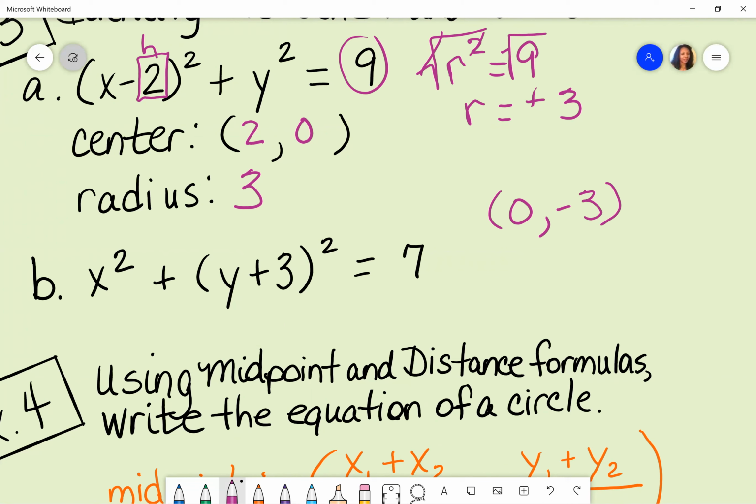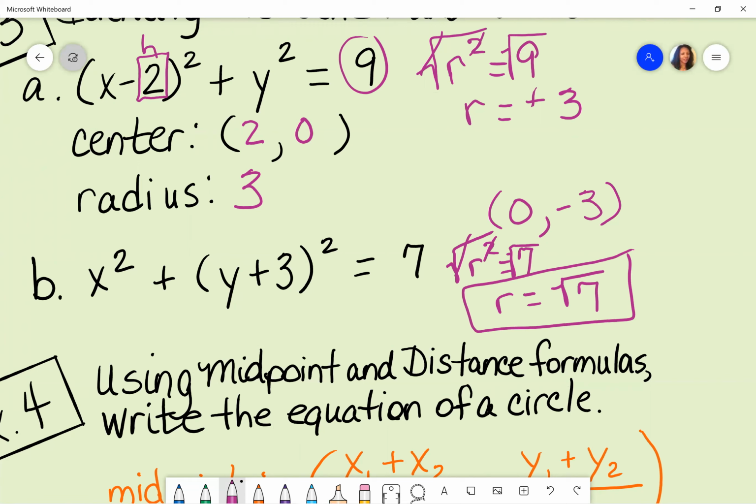And then for my radius, well, again, this is simply radius squared is 7. And to get rid of this square, I just take the square root. What I do to one side, I do to the other. So guess what? The radius is the square root of 7. So this is my radius, and this is my center.